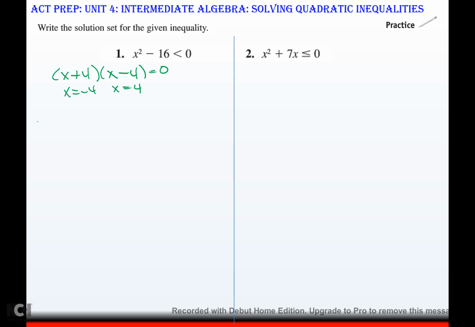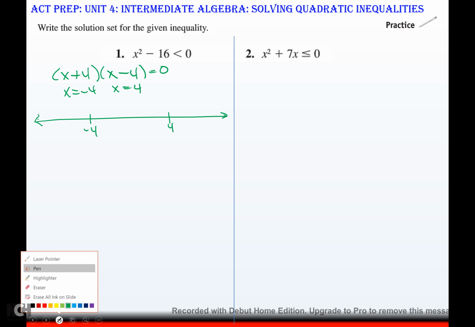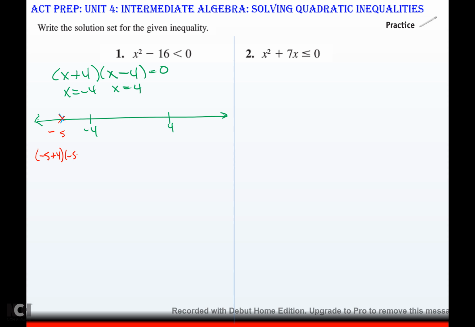So if I draw a number line, and I put -4 and 4 on there, and I test, take something smaller than -4. Let's pick, I don't know, -5. So if I plug that in, I'm going to have -5 plus 4, -5 minus 4, and I want to know, is that less than 0? Well, that's going to be a negative, and that's going to be a negative. A negative times a negative is a positive, which is not less than 0, so this section is false.